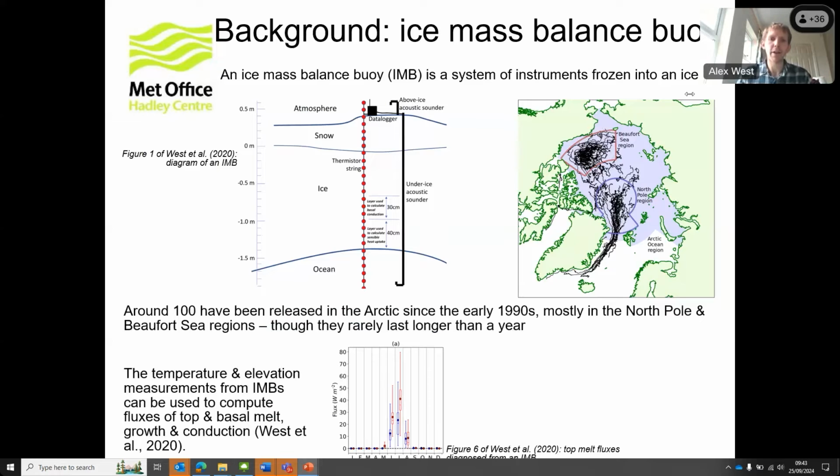And importantly, you can, in principle, use these measurements to calculate fluxes of melt and growth from the acoustic sounders and of conduction from the thermistor string. And this is what I did in Westwater 2020 to try and compute a data set of these fluxes for these two regions and use them to evaluate the Met Office model in this study.